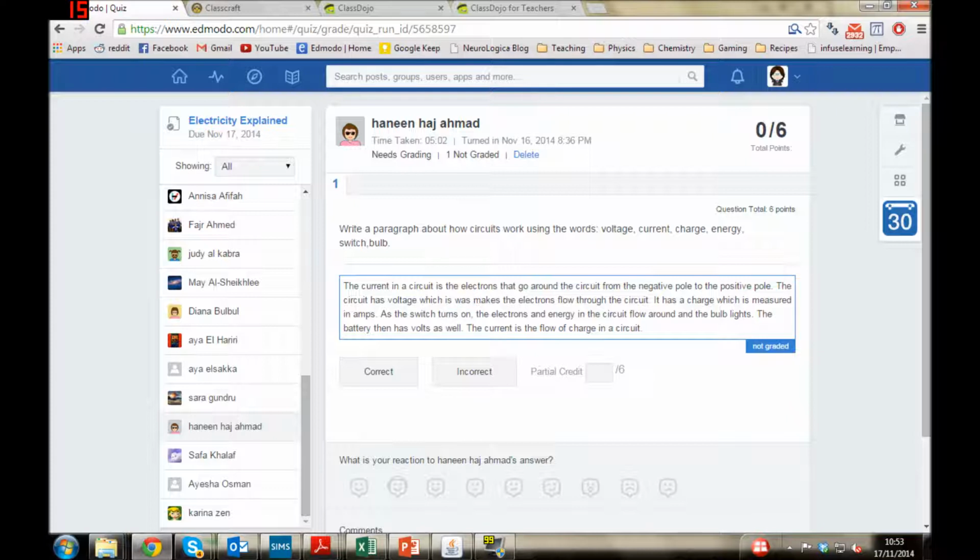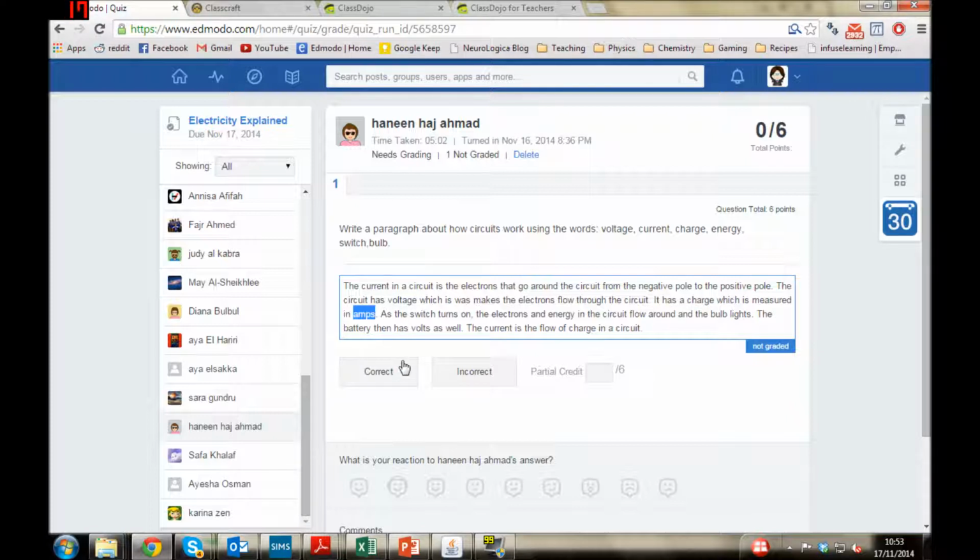The circuit has voltage. I have an issue with that. The battery has a voltage, and there may be voltage used up across a bulb, but the circuit doesn't have a voltage. Not really, that doesn't make sense. It has a charge, which is measured in amps. This is nonsense. What has a charge?